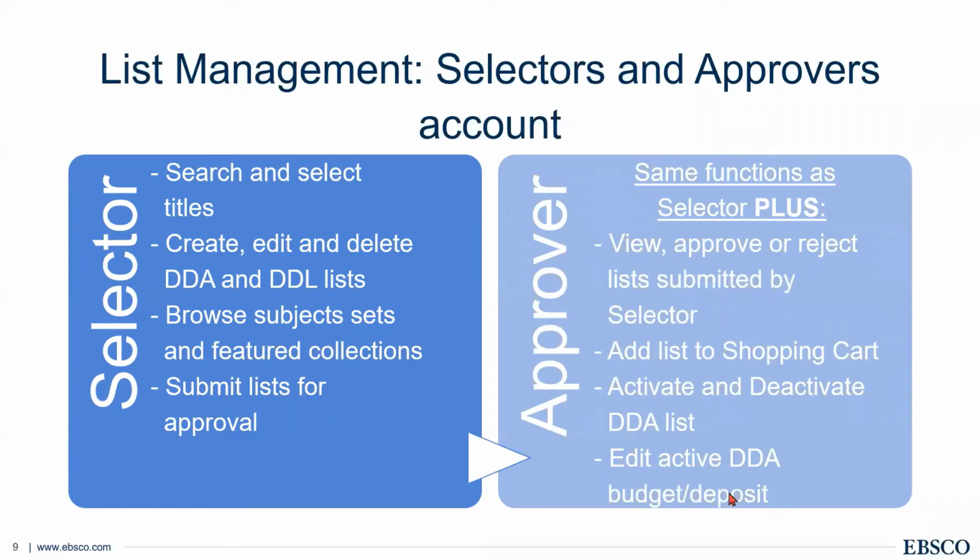And maybe I didn't mention the payment for DDA. It's done by a budget, a deposit. So at the beginning, when you decide for DDA, for this function or this service, you deposit some amount of money, and the titles are then taken away from this deposit, those that are being activated. So only the approver account has the permission for editing this budget or deposit.